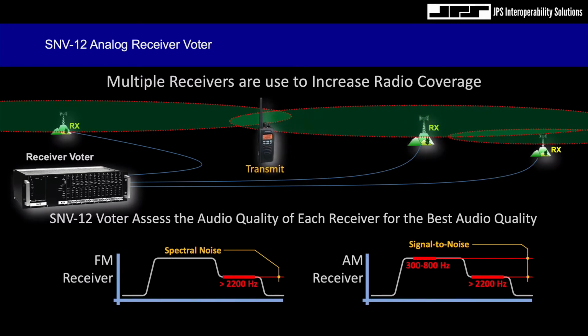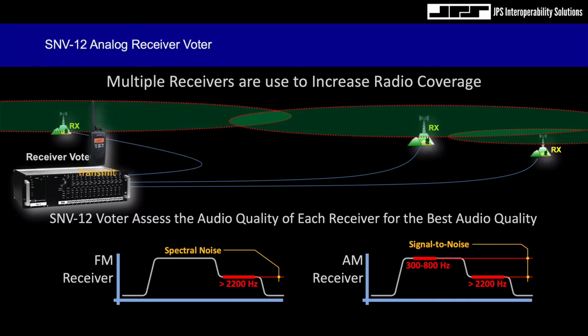So when a receiver or multiple receivers are in an unsquelched state, meaning they're receiving a transmission from a subscriber unit in the field, a process begins where each receiver delivers its received audio to the voter, and the audio from each site is assessed for quality. And that doesn't mean the loudest, but that means the best in audio quality.